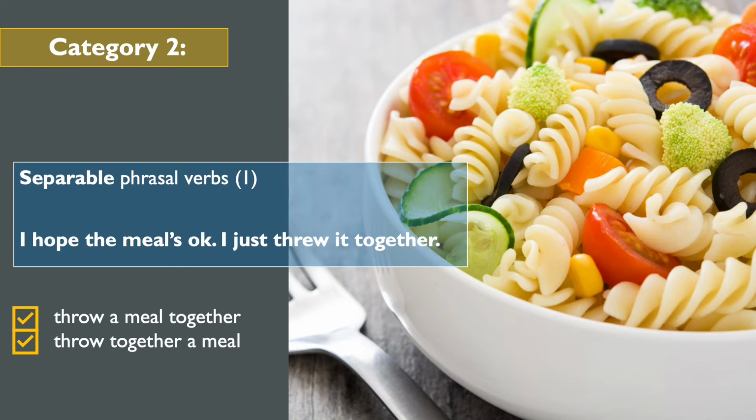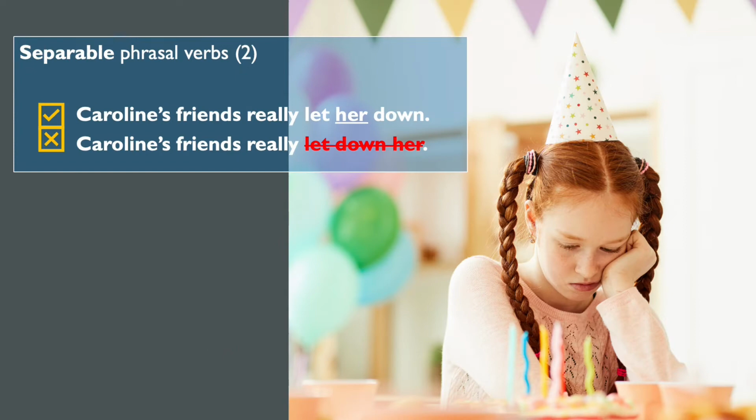When using phrasal verbs, the position of the object is important. In many cases, the particle can come before or after the object. Let's take a look at one example. To throw something together is to quickly prepare or arrange something. Like, I hope the meal's okay, I just threw it together. So we can say you throw a meal together or you throw together a meal. So this verb is separable, meaning the object can come before or after the particle together.